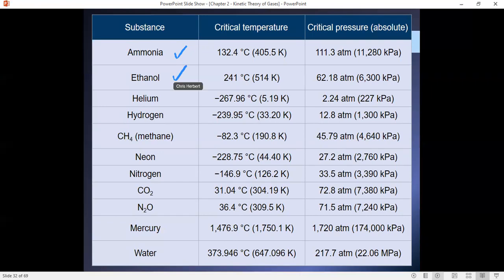Ethanol cannot be a liquid above 241 degrees Celsius. And of course, water is no longer a liquid at any pressure above 374 degrees Celsius. And here's helium. Helium is normally a liquid at 4 degrees Kelvin. And methane also can be liquefied. It's liquid natural gas in any case. But again, those are some critical temperatures and some critical pressures.